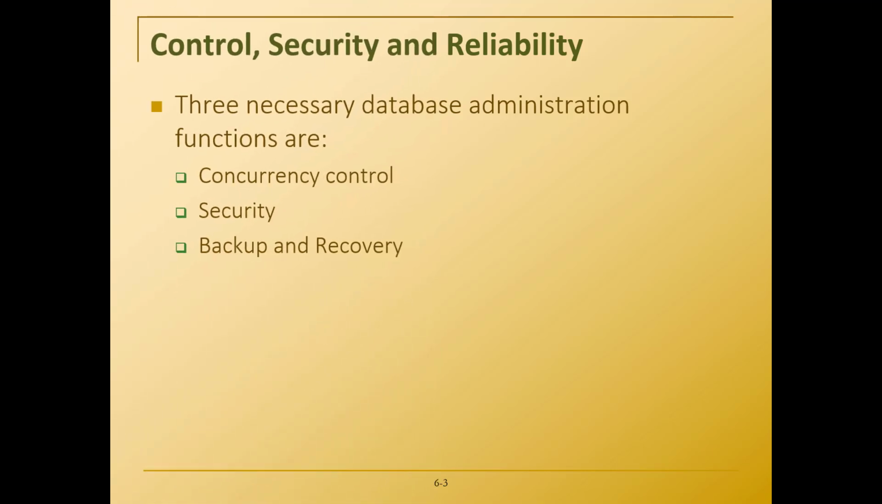Chapter 16 looks at 3 functions of a DBA: concurrency control, which we will talk about and understand a little bit when we're looking at transactions; security, which is what we're talking about today; and backup and recovery, like when you have a hurricane and you need to recover your database.